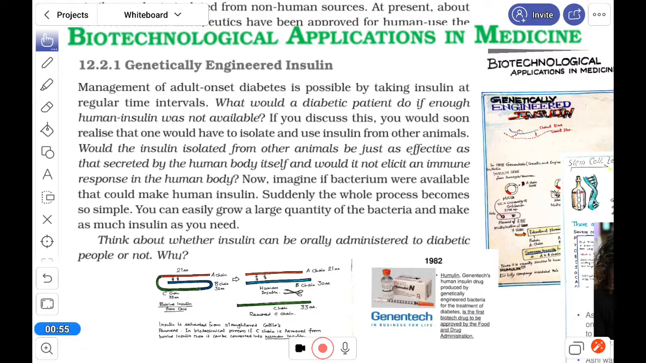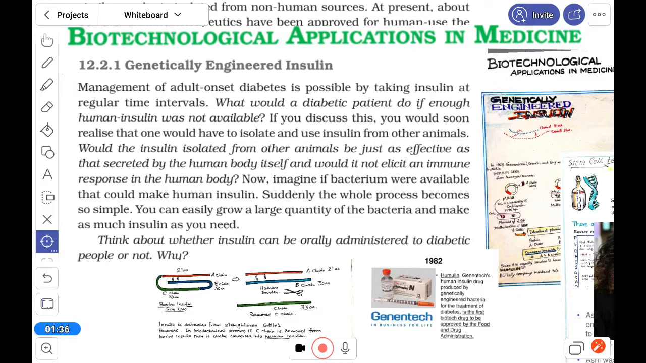So the supply of insulin is very difficult. How will this insulin be supplied? The first method was to get insulin from other animals. Bovine insulin from the cow is extracted from the slaughterhouse and prepared.